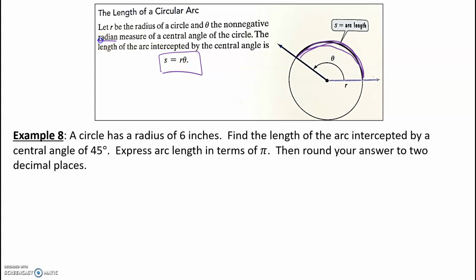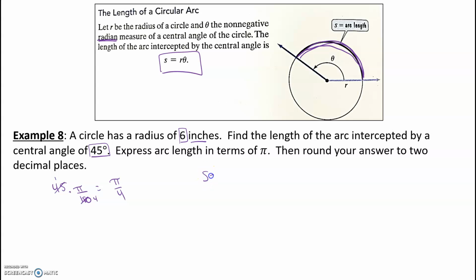measure of the angle in radians. So when we look at this problem, we do have a radius, 6 inches, but our central angle is measured in degrees. So we do need to convert that, times pi over 180, before we can do our formula. Divisible by 45, divisible by 45, and you get pi over 4 radians.